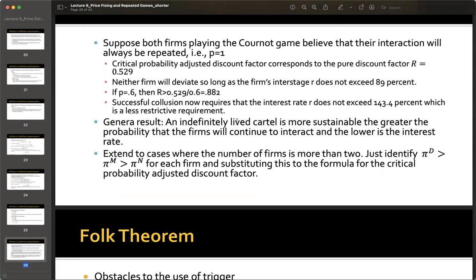The more interesting thing here that I talked about earlier is that the indefinitely lived cartel is more sustainable the greater the P is, which is the probability that the firms will continue to interact. So the greater the P, the bigger the capital R, or the lower the interest rate, the more sustainable the indefinitely lived cartel is.